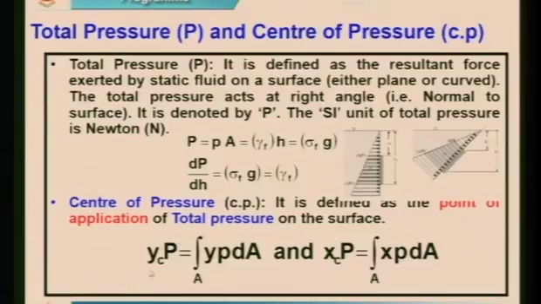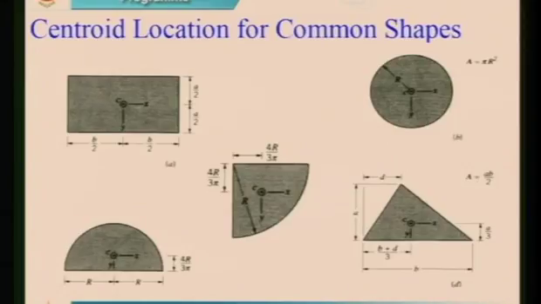So it will not act at the centroid, it will be slightly below that. That value we can obtain by taking the point of application Yc into P and Yp into D. This is the first moment of the pressure diagram, in the x direction. So we can estimate those things, but before that we would like to talk about a very important concept, the centroid.